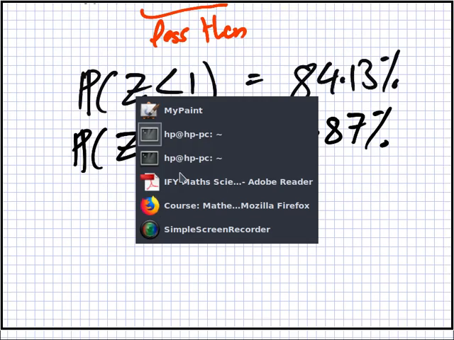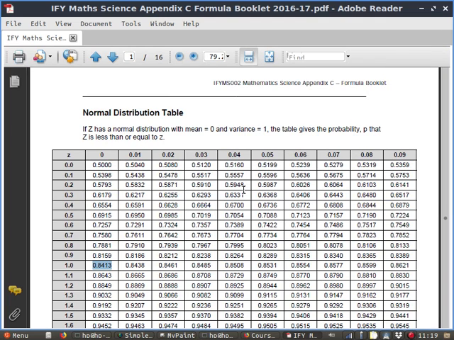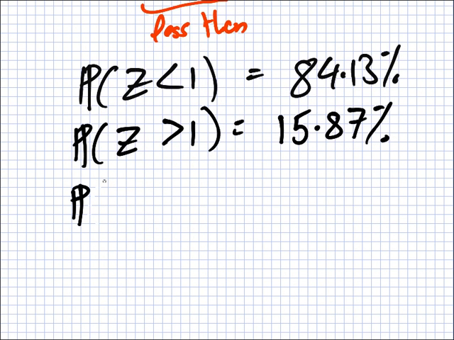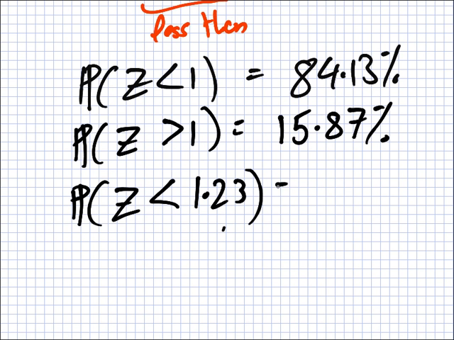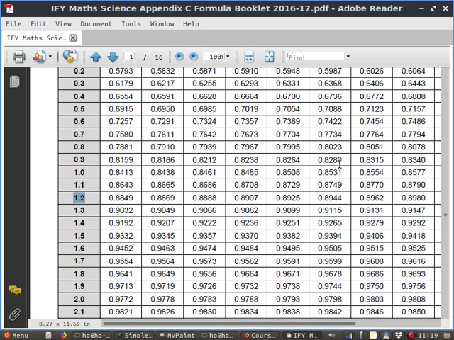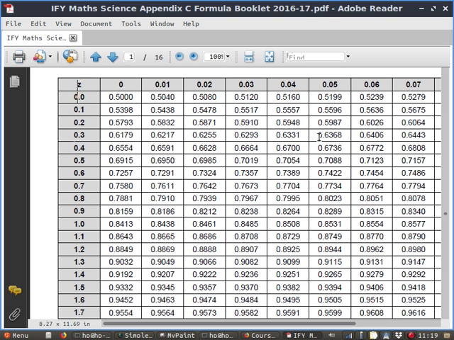Okay. Now, you might be wondering, what are these extra ones for? This is when you have 2 decimal places. So for example, I might ask you, what's the probability z would be less than 1.23? So what you do is you go down to 1.2, see there? And then you need to go across to 0.03. So this number here is 1.23. It's 0.8907.